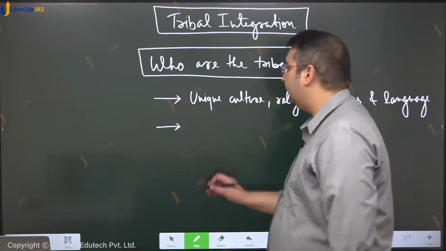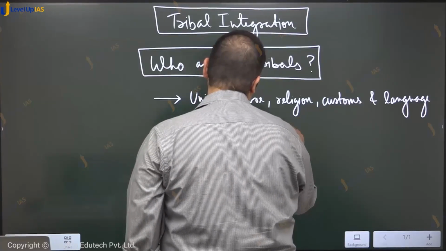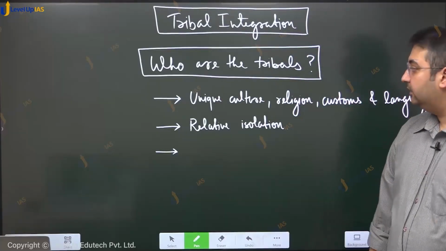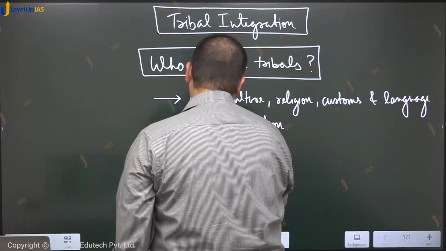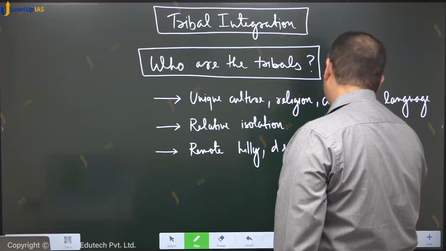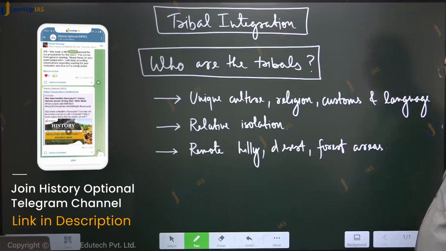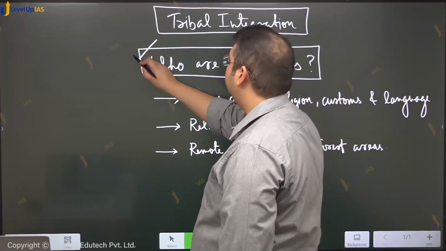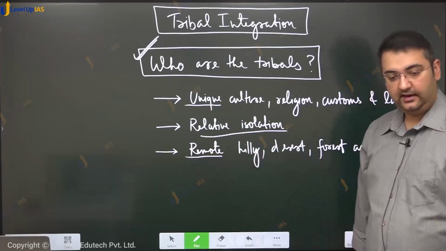The reason for this uniqueness is relative isolation from the mainstream society. And this is because they inhabit those areas where mainstream penetration is limited, such as the remote, hilly, desert, or forest areas. Okay? So this is a functional definition of tribes, because uniqueness, relative isolation, and geographic inhabitation.